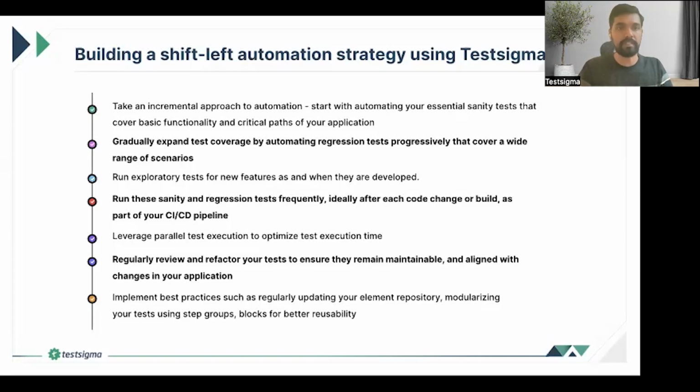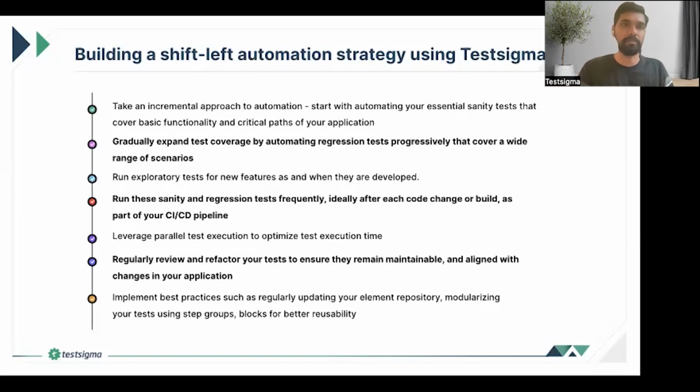The really important part of this is that building your sanity and regression tests and automating them is fine, but ideally after each code change, you're supposed to run these tests automatically. You're supposed to schedule these runs automatically as part of your CI/CD pipeline. A lot of customers I have personally spoken to, the majority of them, have integrated their CI/CD pipelines with Testsigma or any of their automation tools, so that after every build, they can immediately test it out.